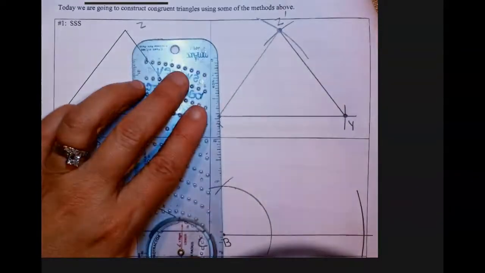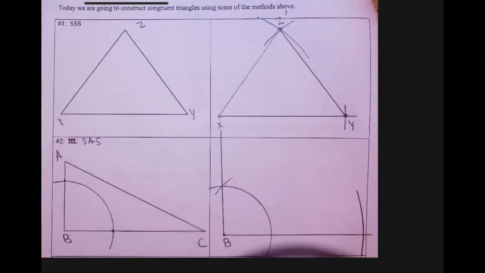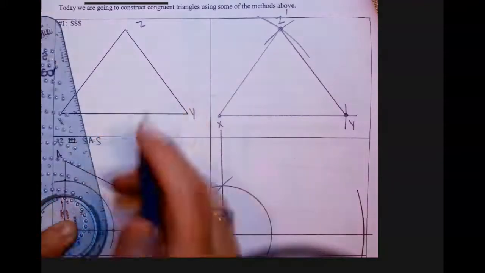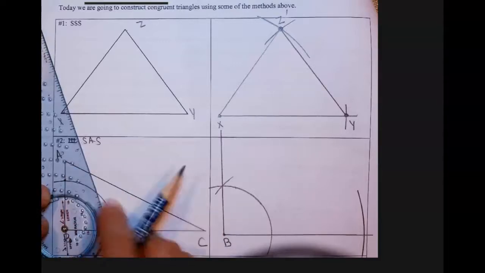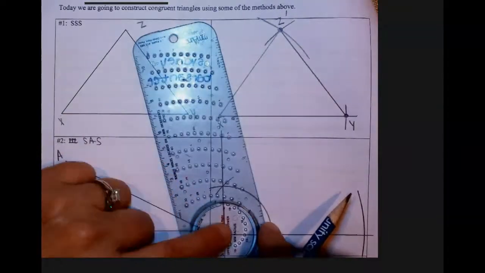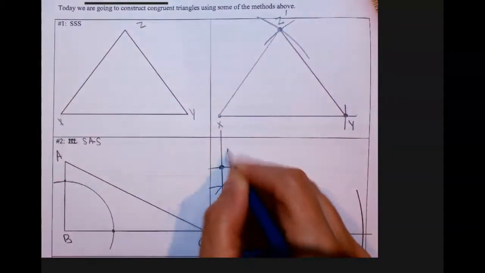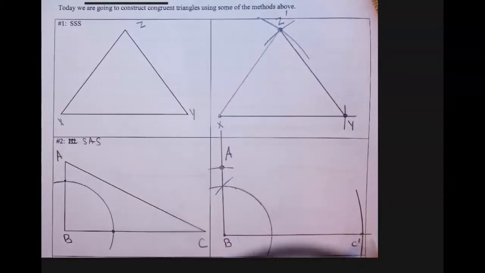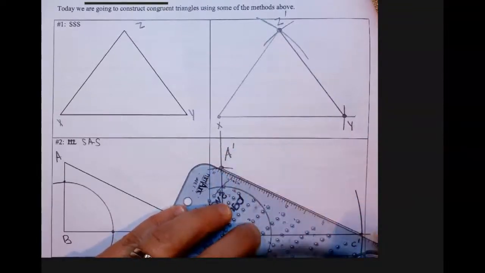So that means I know the second side goes up here, but I need to actually copy that length. So now we're back to copying segment AB. Segment AB looks as though it is about a 42. So I'm going to come over here, put my pencil in 42, and make an arc, and now I know where point A is. So there's A, there's B prime, C prime. And let's go ahead and draw that triangle.